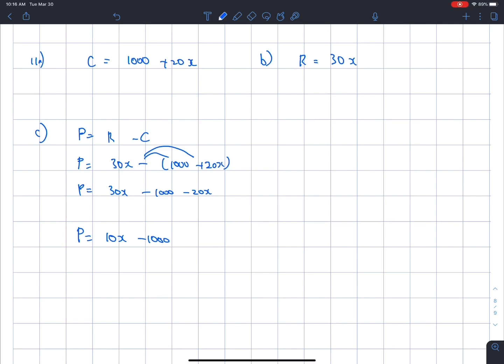Break-even means we make no profit, but at least we don't have to lose money. So we set P equal to 0 in our profit equation. Move the negative 1,000 to the left-hand side so it becomes positive. And then just divide both sides by 10. We get X equals 100. So 100 units.